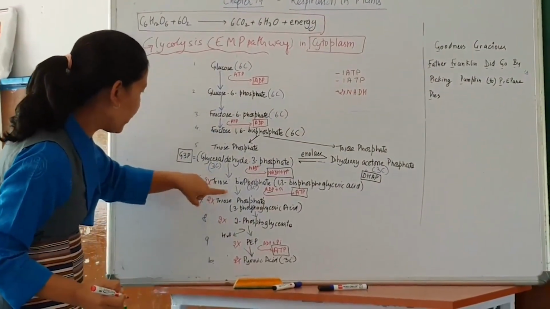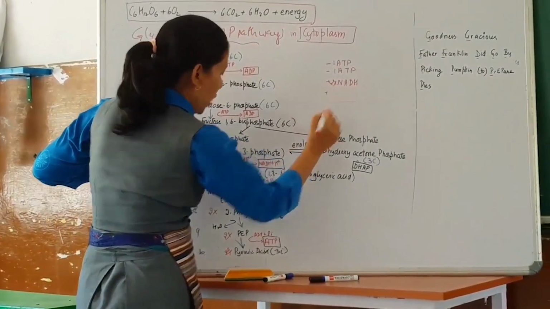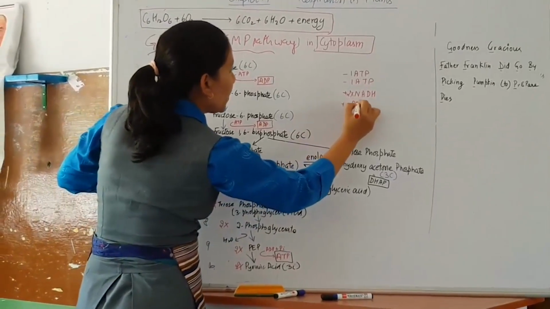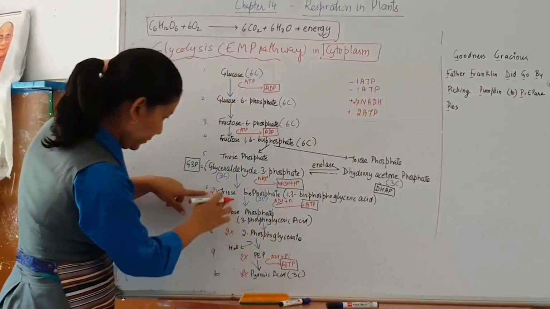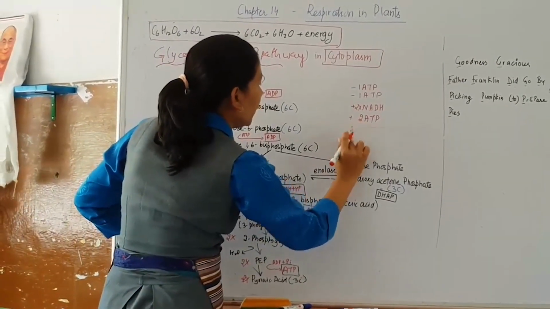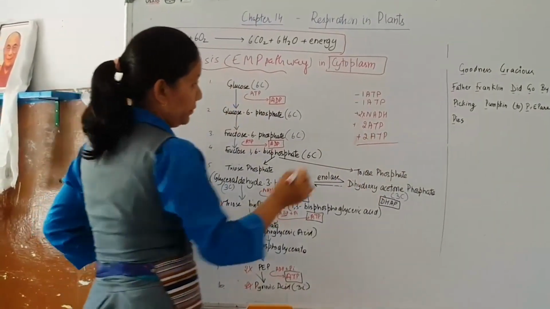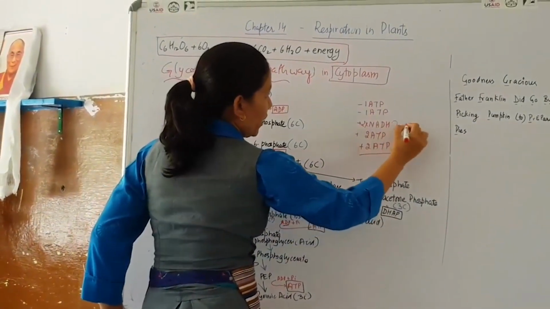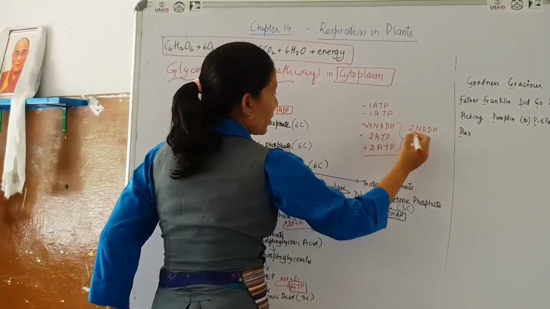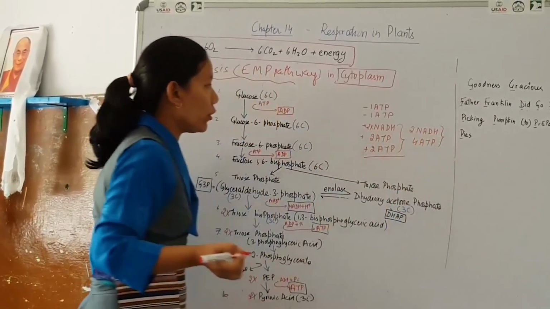And then here, production of ATP. So again, how many ATP? Here 1, so 1 into 2, that is 2 ATP. Then coming down here, again addition of 2 ATP. Now, let's just count here. These are the gain of energy.